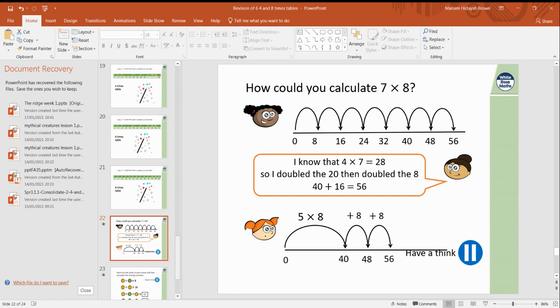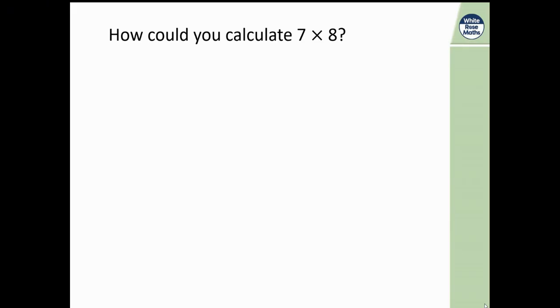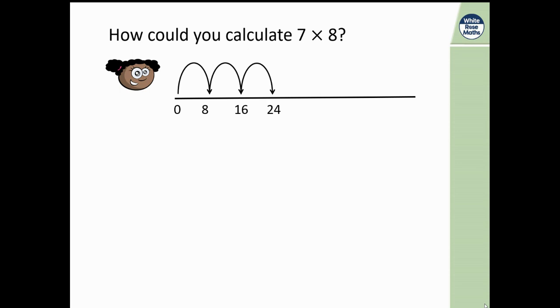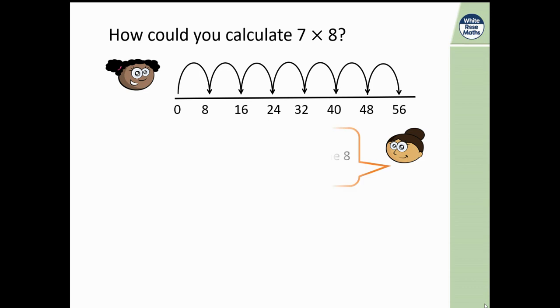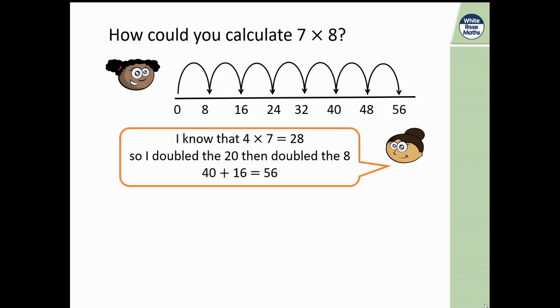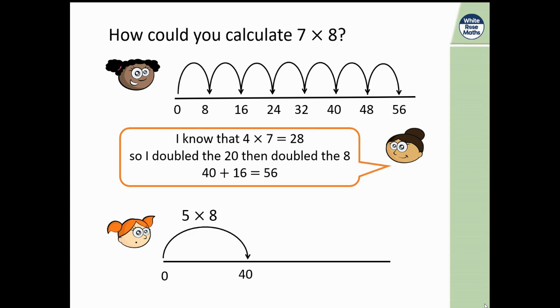Okay, let's have a look at other ways of working out a multiplication by using what we know. How could you calculate 7 times 8? Well, you could count up in 8, so you could count on 8 7 times. I know that 4 times 7 equals 28, so I doubled the 20, then doubled the 8. So 40 plus 16 equals 56. Or if you know what 5 times 8 is, that's 40, you could then just add on the 2 lots of 8s to give you 56.